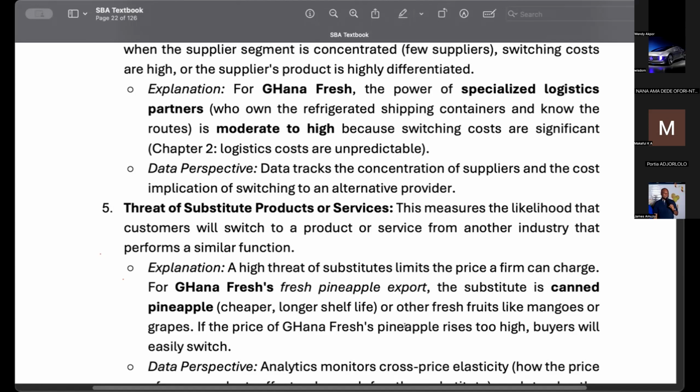So if you are going for fresh pineapple export, you have to know that your competitors may not be those who are not exporting, unless you are operating with those who are exporting in the country. If you take Ghana Fresh, somebody will say the competitor of Ghana Fresh would be Blue Skies, because they are also exporting. So if Blue Skies is doing something better that they are not doing, then they will lose out. Okay, so Ghana Fresh's competitor is Blue Skies, and for the pineapple export, their substitute is the canned pineapple, which they will see in the UK market, in the US market and so on.